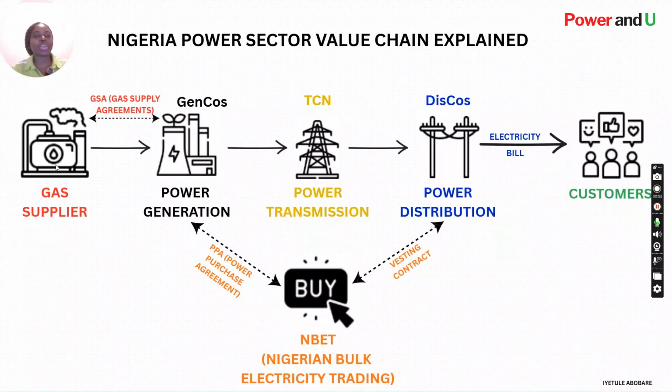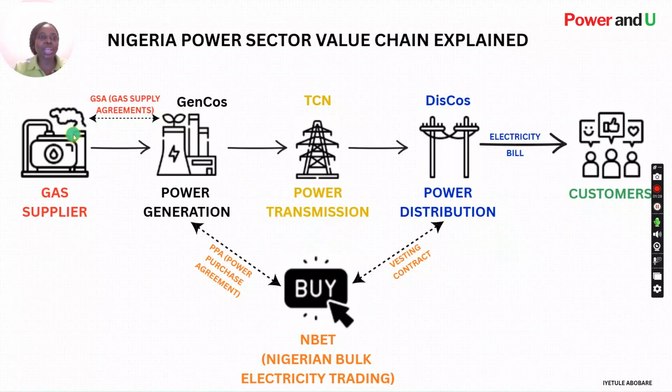There's also the non-associated gas. The non-associated gas is found in its own reservoirs, independent of crude oil, and is the most reliable source of gas, but we haven't really developed it a lot in Nigeria. When that gas is produced, whether from associated or non-associated, it is sold to the generating companies. That's what we call GENCOs here.